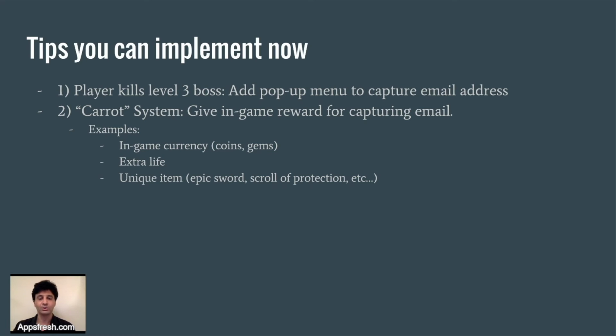And a second way is to use the carrot system. The carrot system consists of giving away something to get their email address back. For example, the player can get 250 coins for giving away their email address, or they can get an extra life, or a unique item such as an epic sword, or a shield, or a glyph of protection. So, now that you're all pumped up, let's take a look at how to do this in Unity 3D.